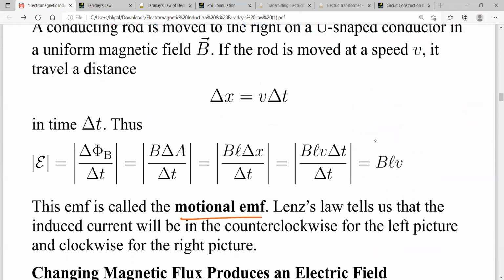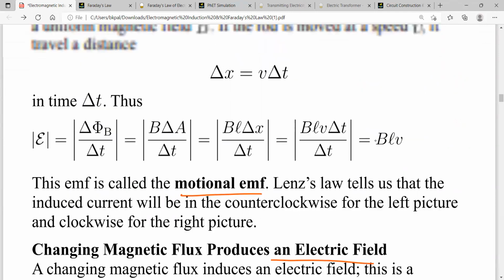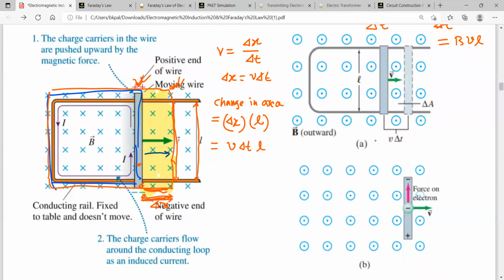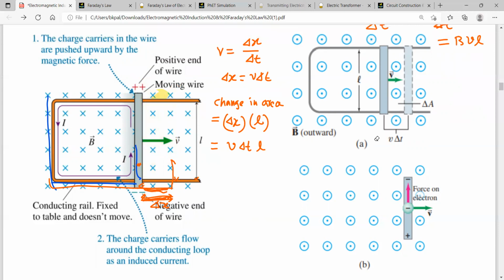Now, this motional EMF also produces an electric field. Now let's try to understand what the direction of the current is in this case. Okay. So the direction of the current, you can determine it from the right hand rule. Okay, the second right hand rule you learned in the last class, or third. Okay, second and third are basically the same thing.